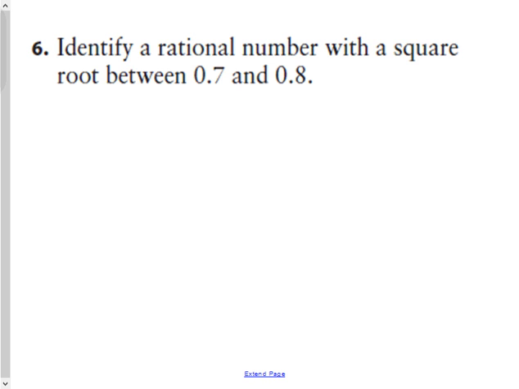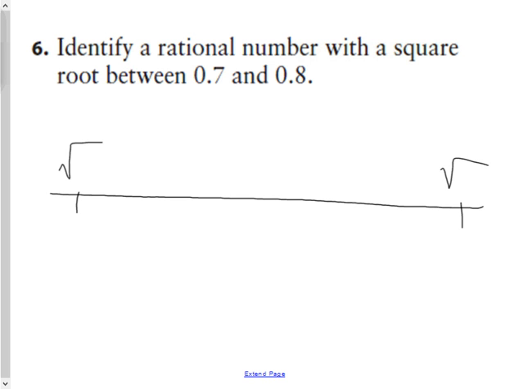Question number 6 says, identify a rational number with a square root between 0.7 and 0.8. So identify a rational number whose square root is between 0.7 and 0.8. If I think about the two numbers that actually have those square roots, I'm going to do exactly what I did in the last question. I want to figure out what this number is and what this number is, and then I can figure out anything between.